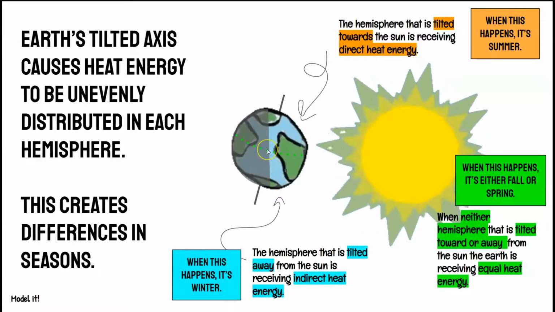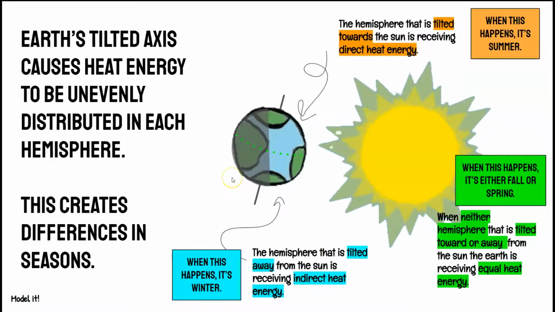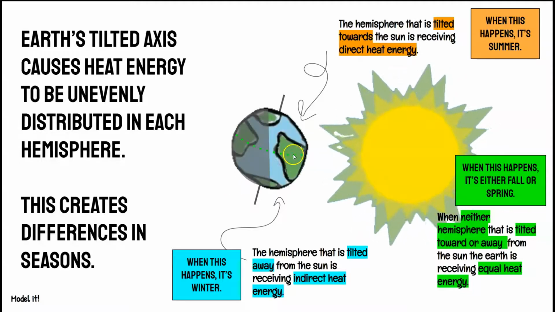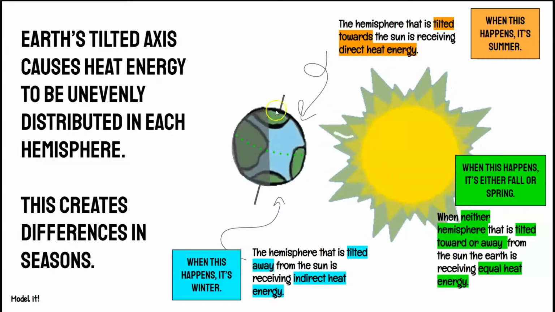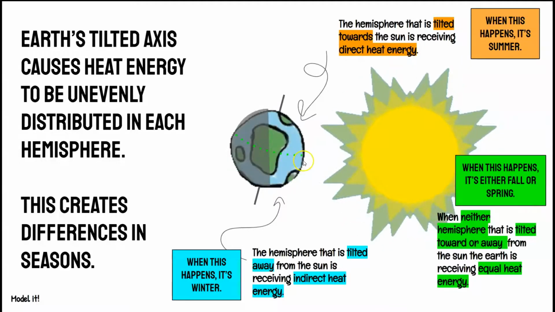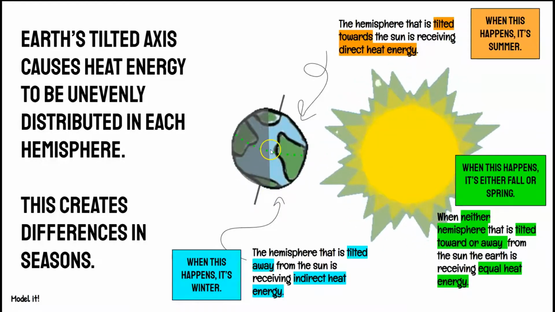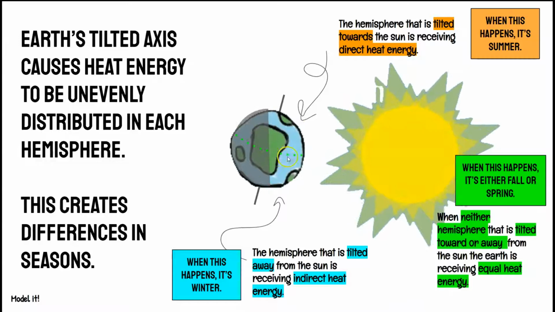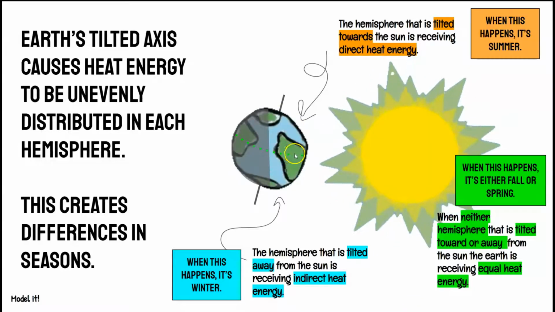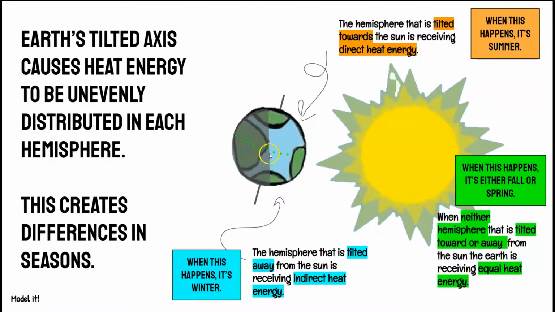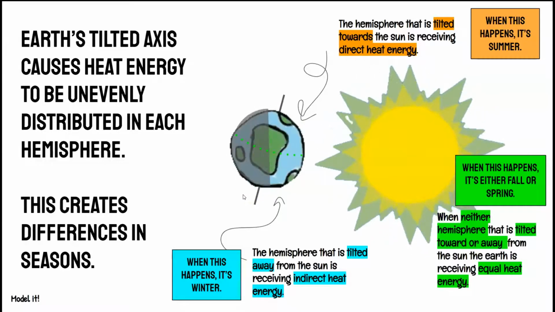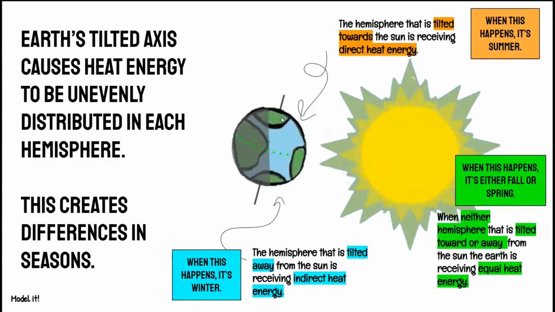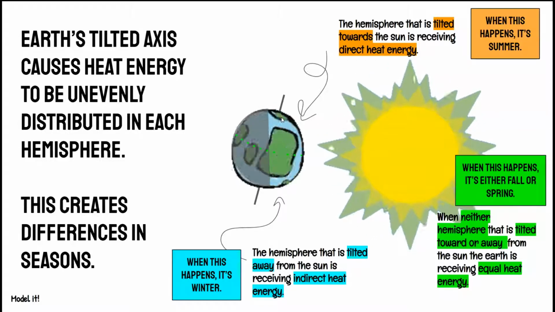Whenever any hemisphere, north or south, is tilted away from the sun, that hemisphere is receiving indirect heat energy. Notice how of the half of the Earth lit up on the screen, there's not a lot here that's actually in the sunlight. Whenever the hemisphere is tilted towards the sun, it's receiving direct heat energy. And I also noticed that of the side of the Earth lit up, the northern hemisphere here is getting the most heat energy. Whenever it's tilted away, it's receiving indirect heat energy. Whenever that happens, we're experiencing winter. Whenever the hemisphere is tilted towards the sun, receiving direct heat energy, that season is summer.